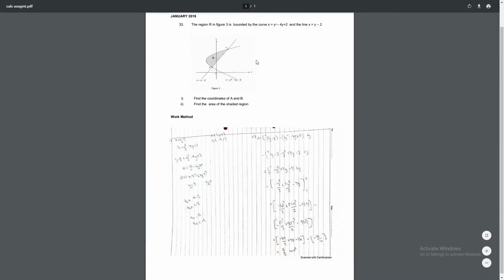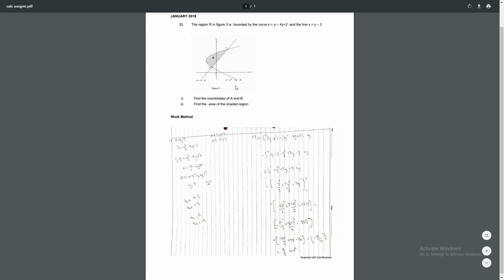So question number 33. The region R in figure 3 is bounded by the curve x equal to y square minus 4y plus 2 and the line x equal to y minus 2. Let's look at the first question. Find the coordinates of A and B.